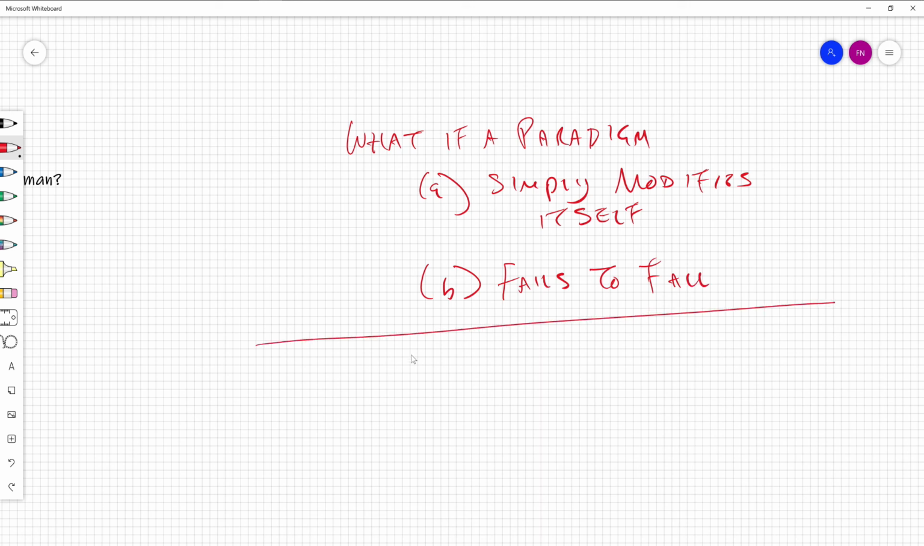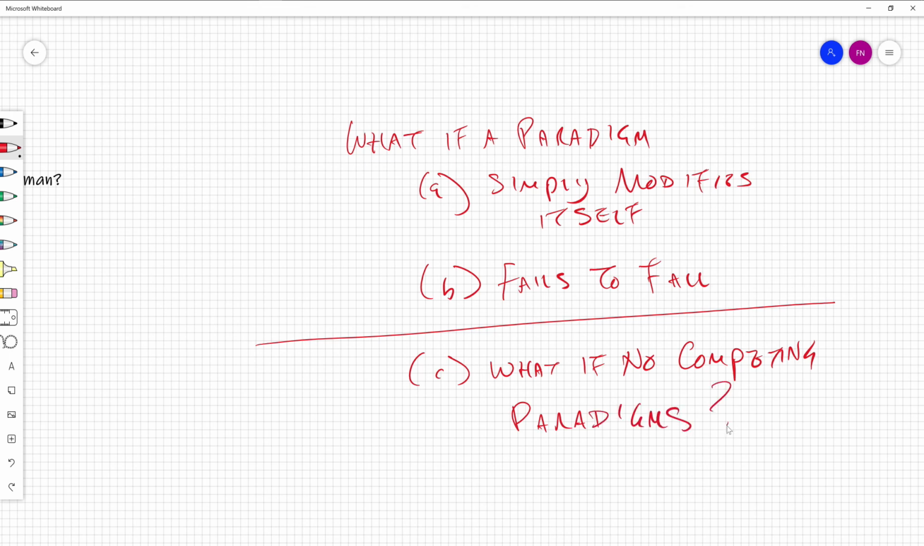And to this, we can actually add a third one. What if there are no competing paradigms? What if we enter a paradigmatic crisis and no clear successor is found? What happens? Well, in part, you're going to see what happens because that's exactly where we are. We're caught in a world in which we have competing paradigms, neither of which is really competent or workable enough to pull forward.